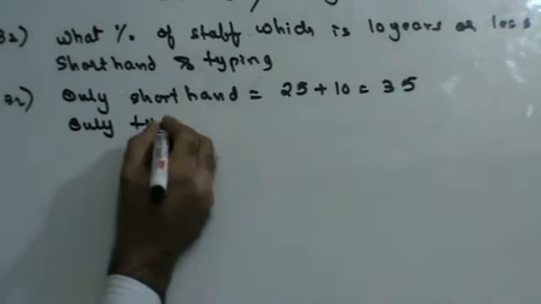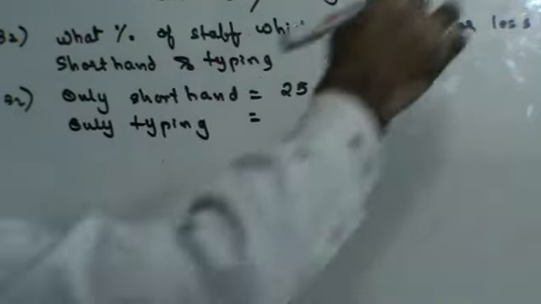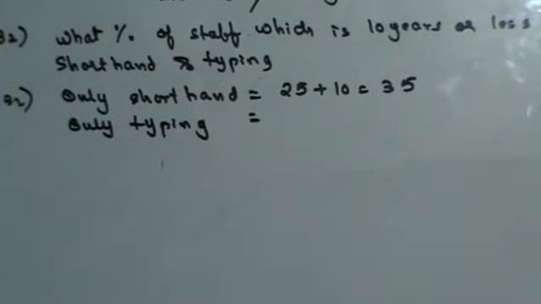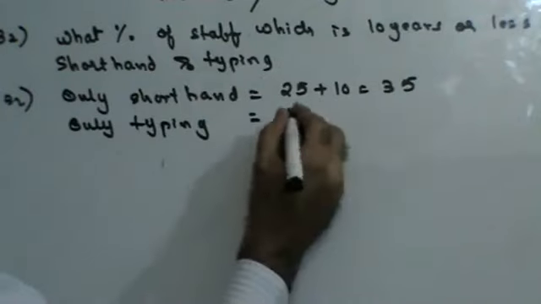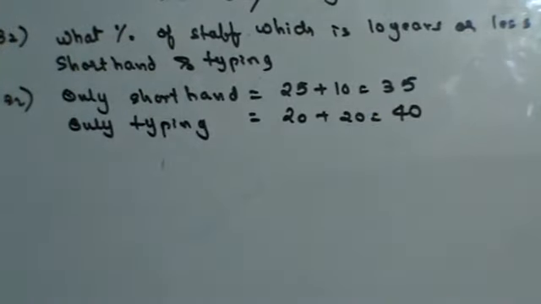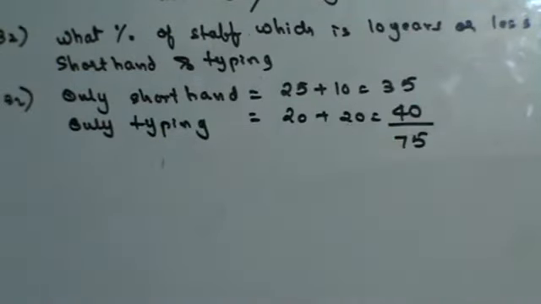Shorthand. Typing. Now, the ones who know typing is going to be, if there's some mistake somewhere. Shorthand should be 20 plus 5. They haven't said graduate or non-graduate, both. 25 plus 10. Right? Only typing is going to be 20 plus 20. So this is going to be 40. Right? So only shorthand, and this is going to be nothing but 75.